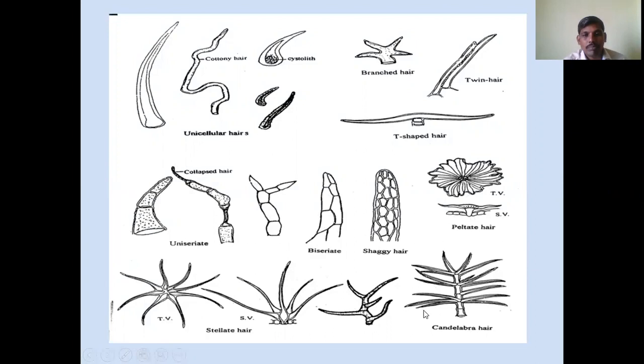Okay. The branched trichomes are arranged in different types. Stellate and peltate hairs are there. T-shaped hairs are there. So unbranched unicellular means cottony hair. That example is cotton. And cystolith means some cystoliths are present in that hair trichomes.